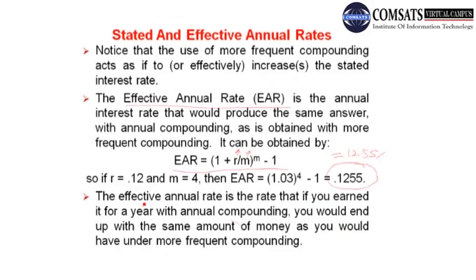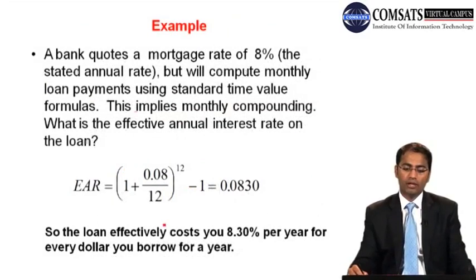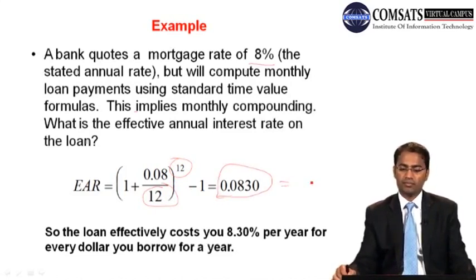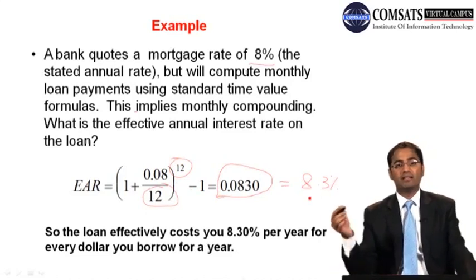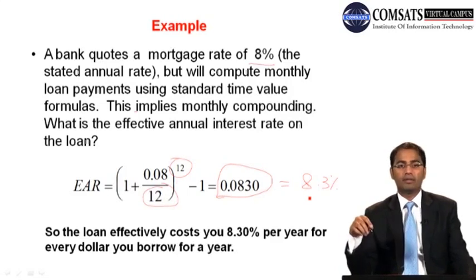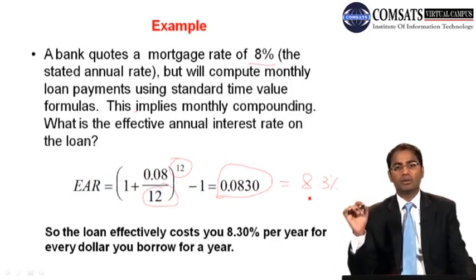So we have the formula of EAR, and that is (1 + r/m)^m - 1. If we put in these values, 8%, and we have 12 intervals, so we put 12 as the power, minus 1, and then we get this answer, and that is equal to 8.3%. So the bank is saying that your cost will be 8% of the money, but actually effectively your money is costing you 8.3%. Now this is a very good concept.